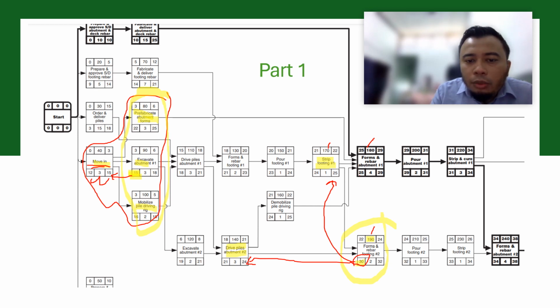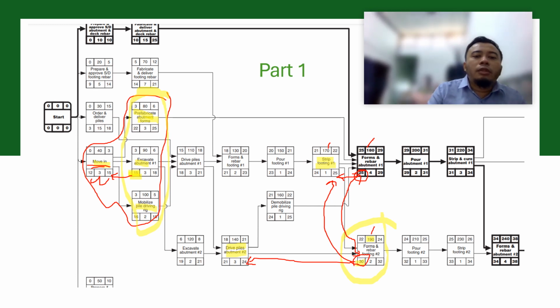So by comparing activity 180 and 190, you see that the smallest late start will be on day 25. So that's why you set your late finish for street footing number 1 to be day 25 instead of day 30. That's why I set day 25 instead of day 30.